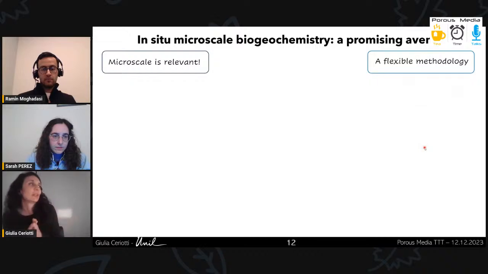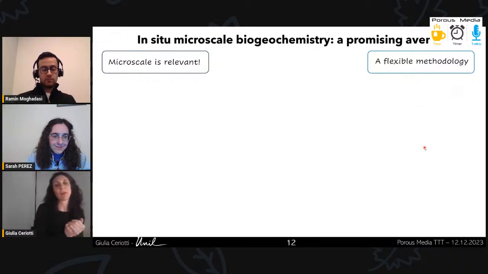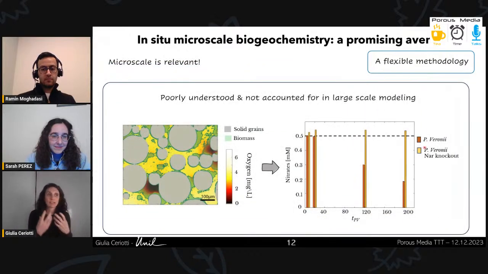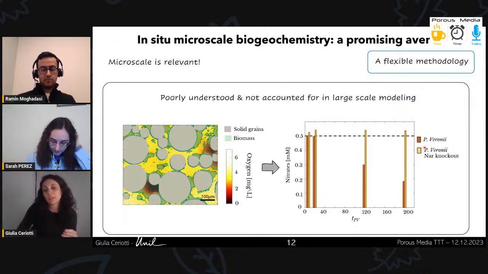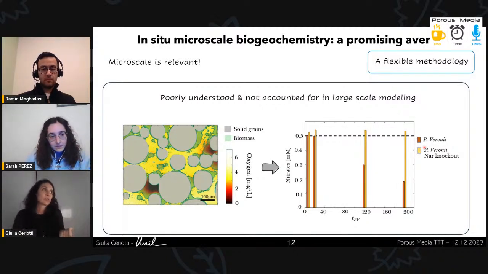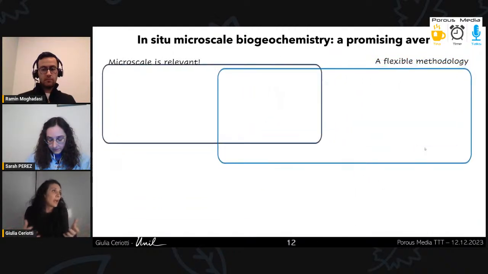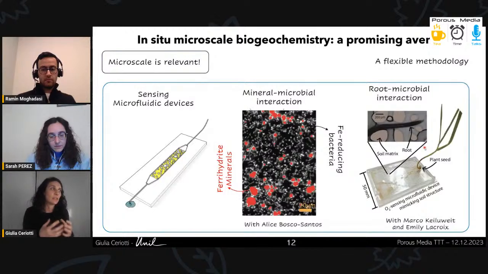So just to conclude, I hope I convinced you that microscale biogeochemistry is relevant. Even though it characterizes a minority of the pore space, it's really important to account for it in large-scale modeling, because it can have an outsized impact in porous structures. So far, it's still poorly understood, but the techniques in in-situ microscale biogeochemistry are advancing very fast. I include my sensing microfluidics in these new technologies.